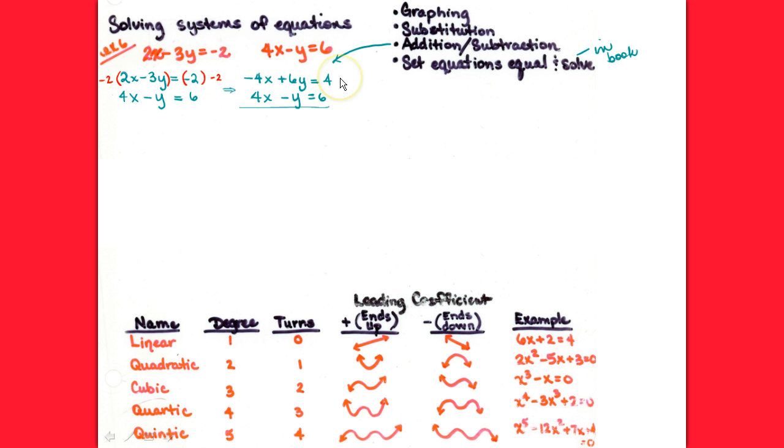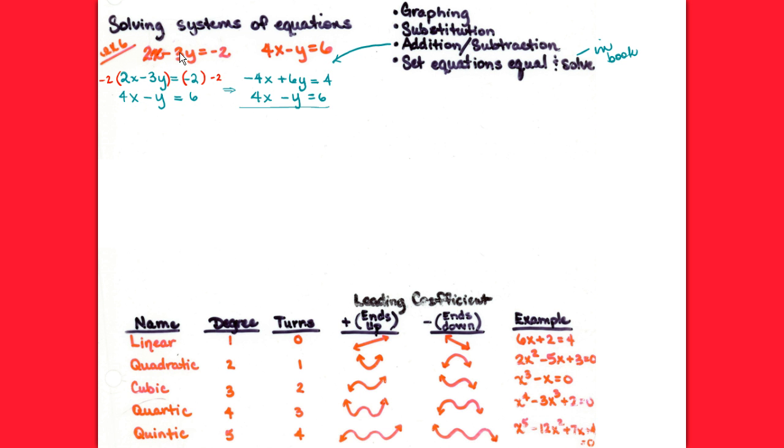-4x plus 6y equals 4 is equivalent to 2x minus 3y equals -2. They graph the same way. They would be equivalent lines. They would lay on top of each other. So therefore, this is called an equivalent system to this original system as well. So I haven't changed anything.